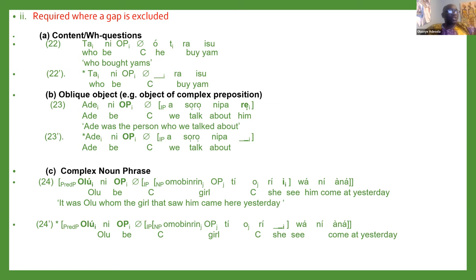Object of complex preposition also does not allow a gap after extraction, so 23 prime is unacceptable: Adeni asoro nipa. Whereas if you put a resumptive pronoun there, the sentence is good: Adeni asoro nipa re. Complex noun phrase is also another instance in which a gap is not acceptable after movement or extraction. Oluni omabrinti ori waniana is acceptable because you put a resumptive pronoun there after olu is moved. But if it was a gap, as in 24 prime, then the sentence is bad.